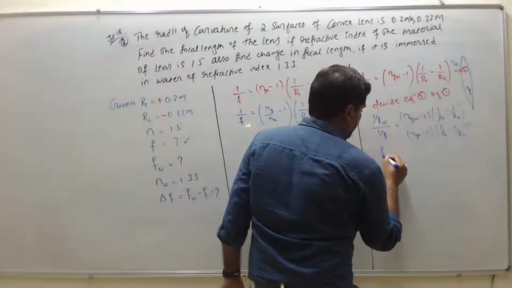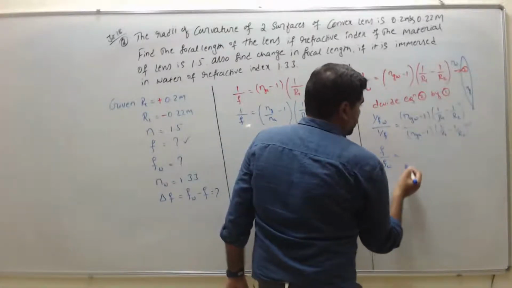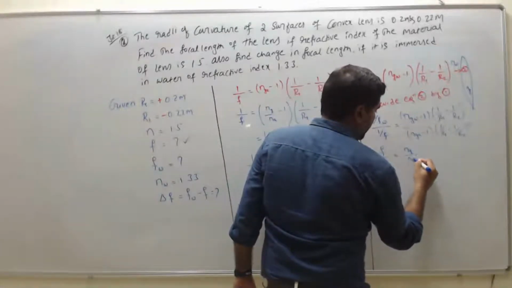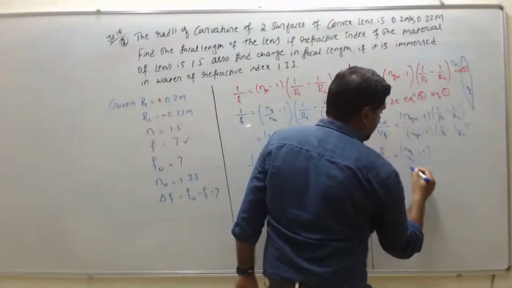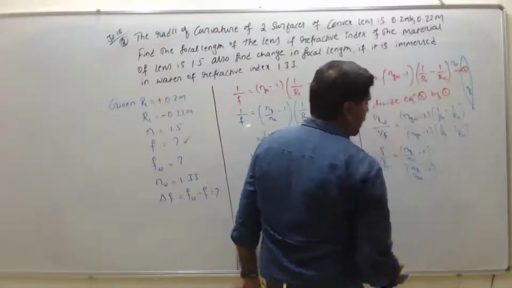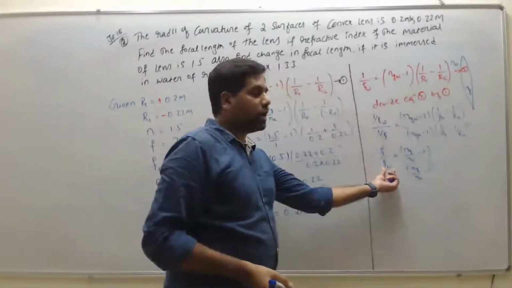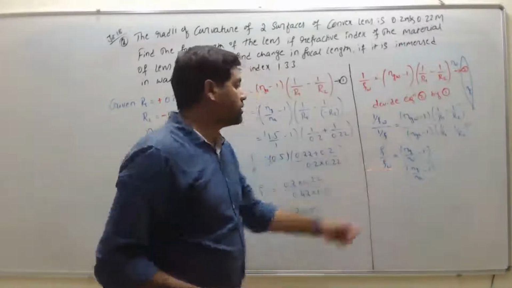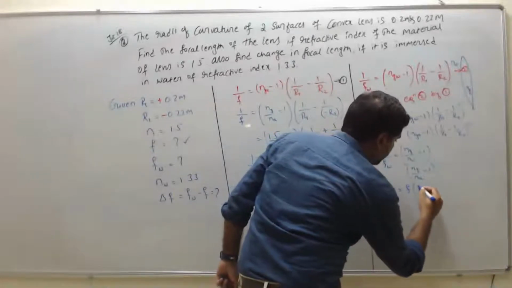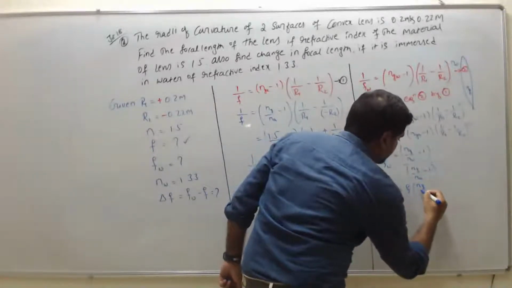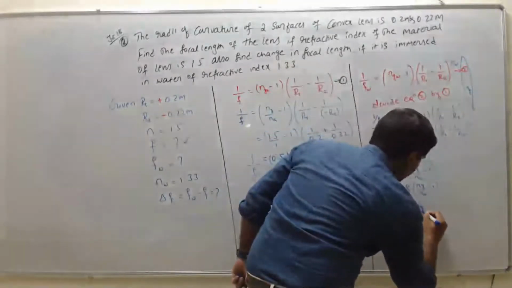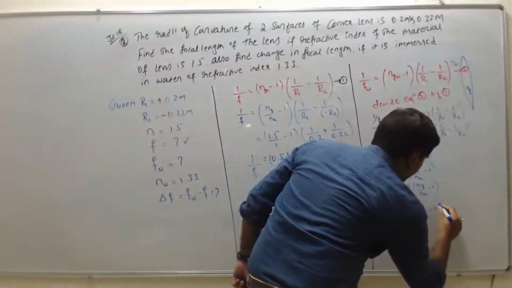So it shifts to the numerator, then F divided by Fw equals, so n_gw can be written as Ng divided by Nw, minus 1, whole divided by (Ng divided by Na minus 1). We need to find the focal length of the lens in water, that is Fw. So Fw equals F into (Ng by Na minus 1) whole divided by (Ng divided by Nw minus 1).